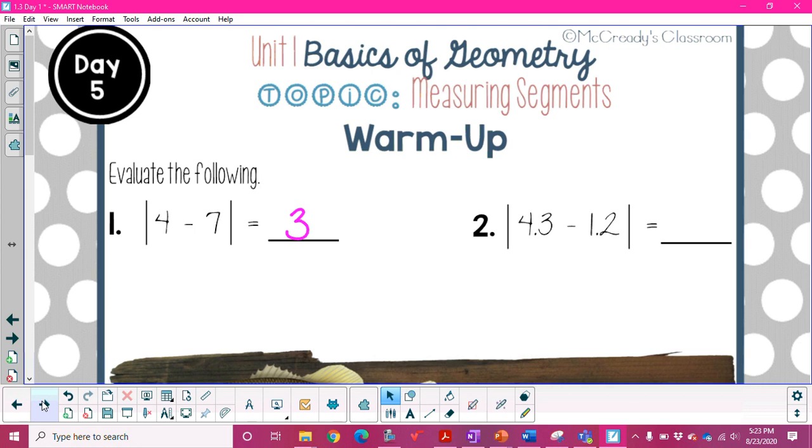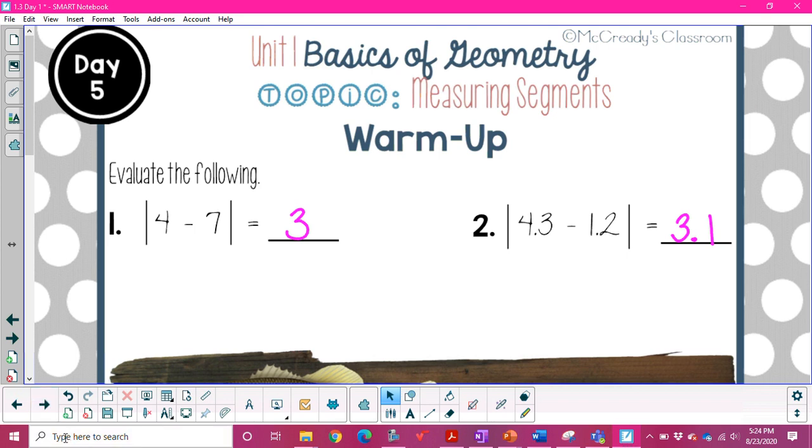And then we had to do the absolute value of 4.3 minus 1.2. Well, 4.3 minus 1.2 is 3.1, so the absolute value of that is just 3.1. Okay? Now let's look at the fish problem.